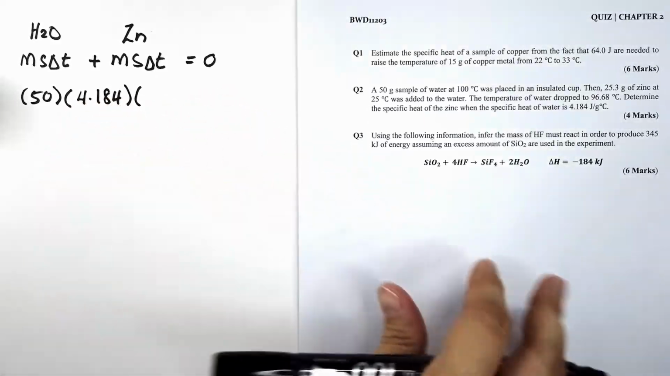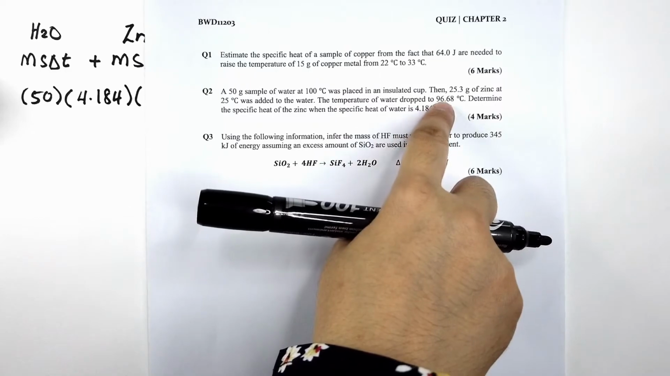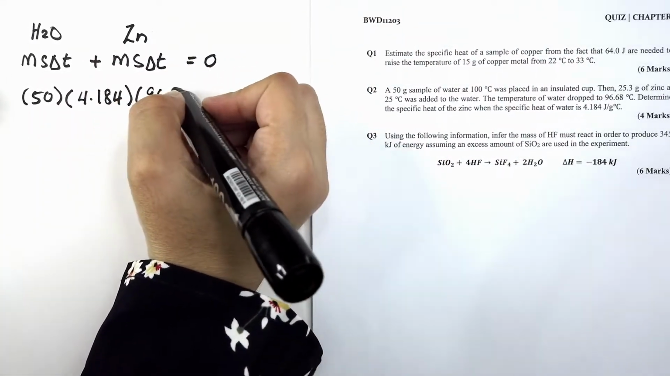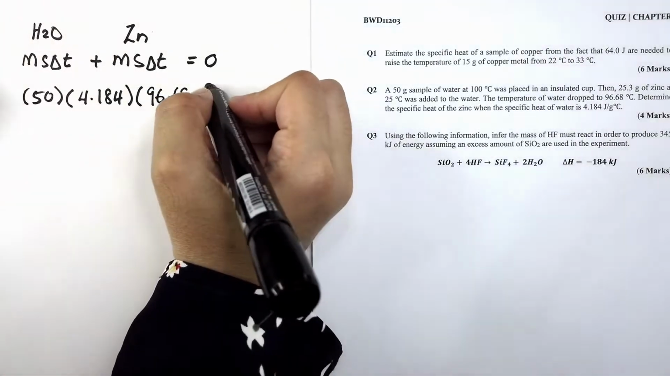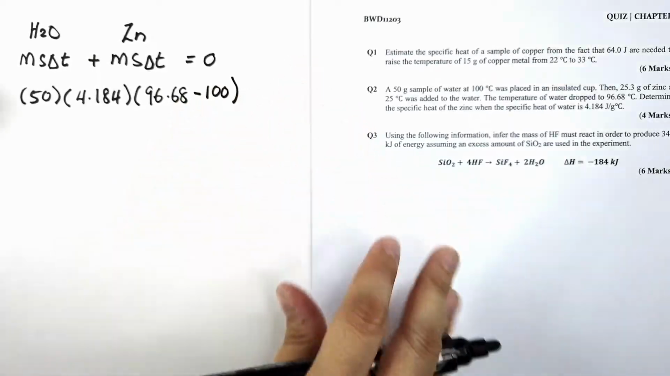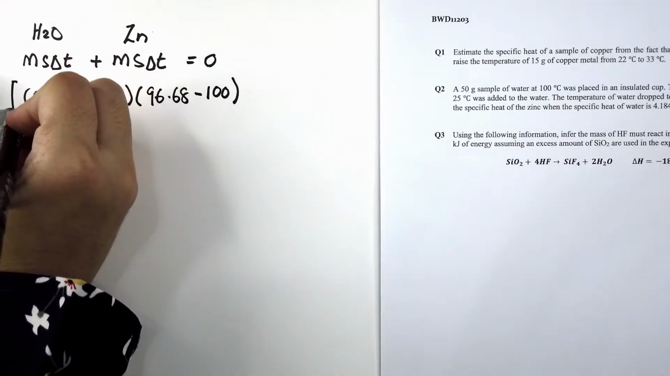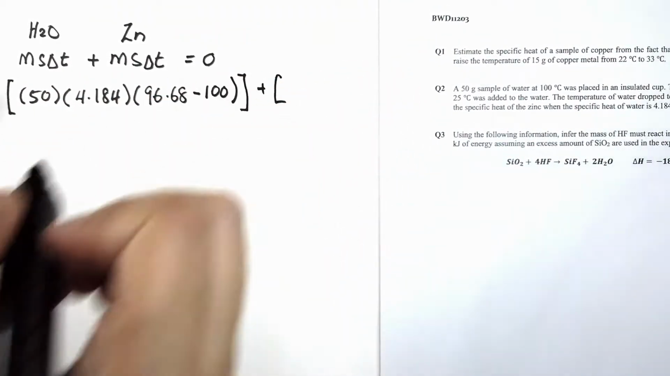So delta T, the final temperature, the temperature of water, dropped to 96.68. So 96.68 minus the initial temperature of 100. Alright, so we settle with H2O. So all this, we need to plus the one for the zinc.